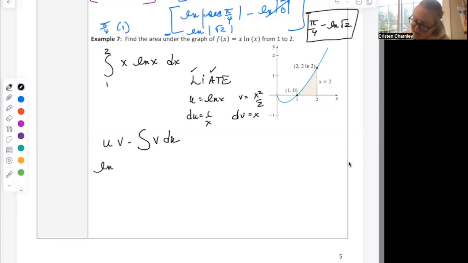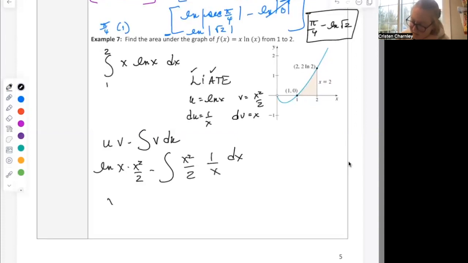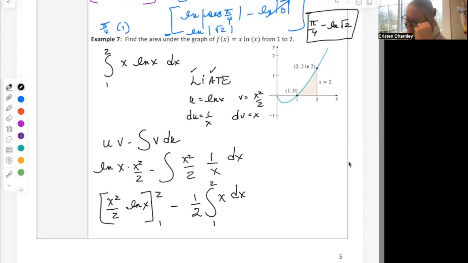u is natural log of x. v is x squared over 2. Minus the integral of v, which is x squared over 2, and du is 1 over x. There's a dx on the end. A lot of steps in these problems. My boundaries were 1 and 2. This is really a 1/2 x dx between 1 and 2. 1/2, the antiderivative is x squared over 2 between 1 and 2.